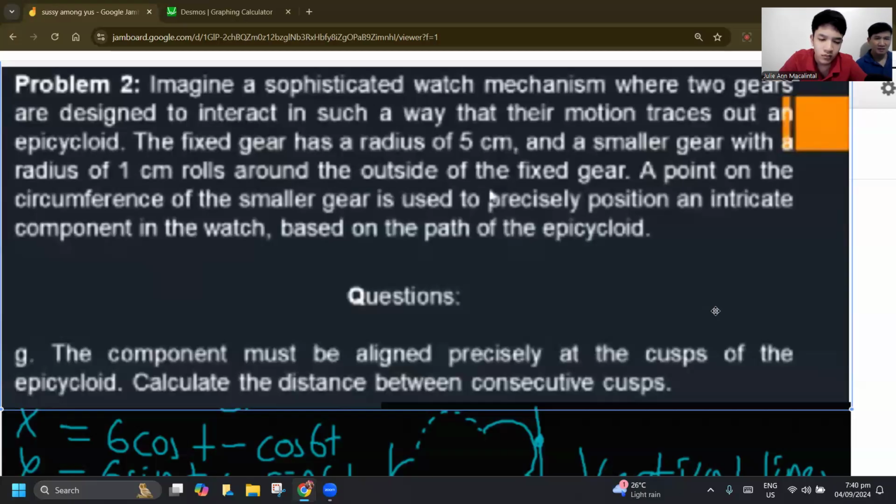Question: the component must be aligned precisely at the cusps of the epicycloid. Calculate the distance between consecutive cusps.